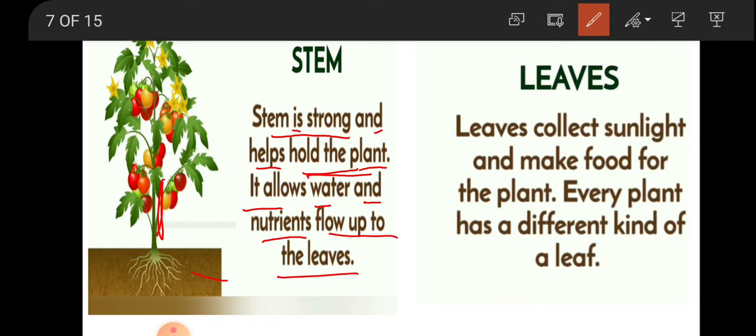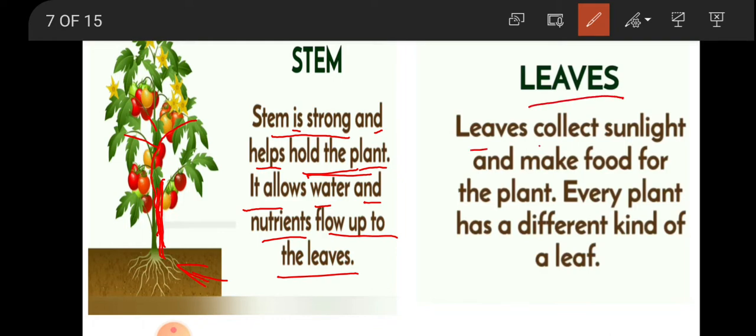The root takes minerals and nutrients from here. The roots give it to the stem, and then the stem takes it to the leaves, okay, and the branches, and then the food is stored in the form of fruits. वहाँ पे खाना स्टोर हो जाता है.